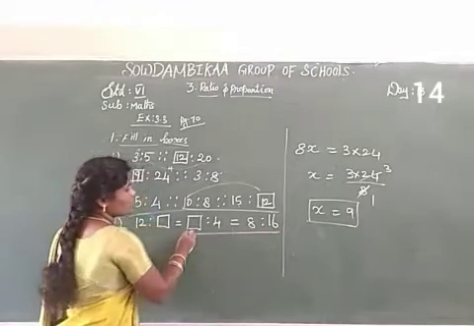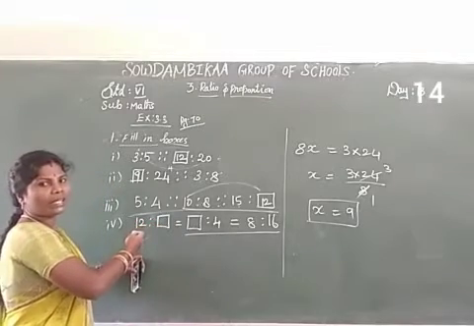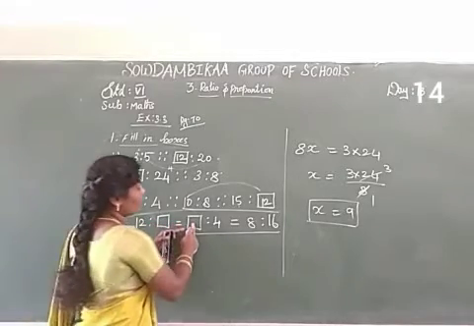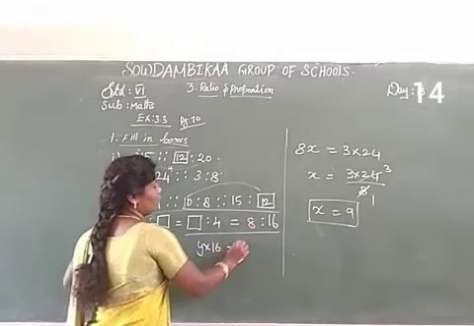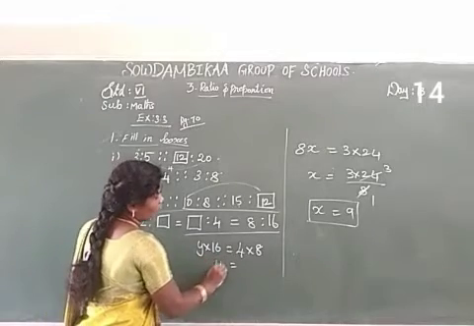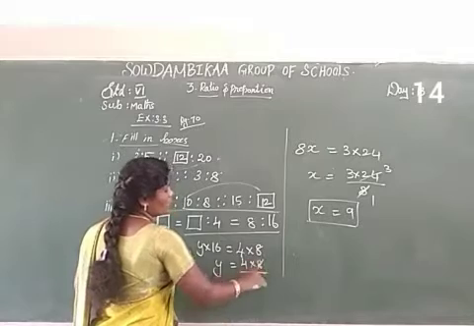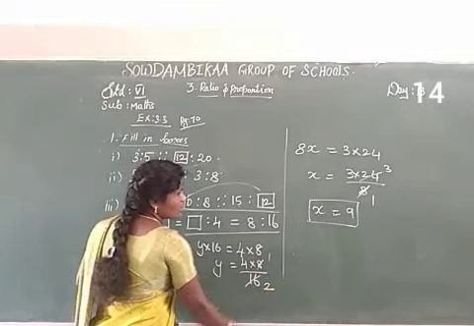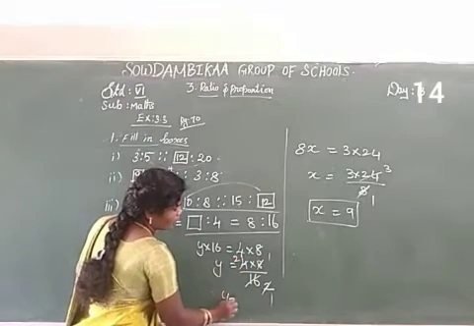First compare this: x into 6. Two numbers are missing, one x and one y. Take only y first. Y into 16 equals 4 into 8. So y equals 4 into 8 divided by 16. 1 8 is 8, 2 8s are 16. 1 2 is 2, 2 2s are 4. The y is 2.